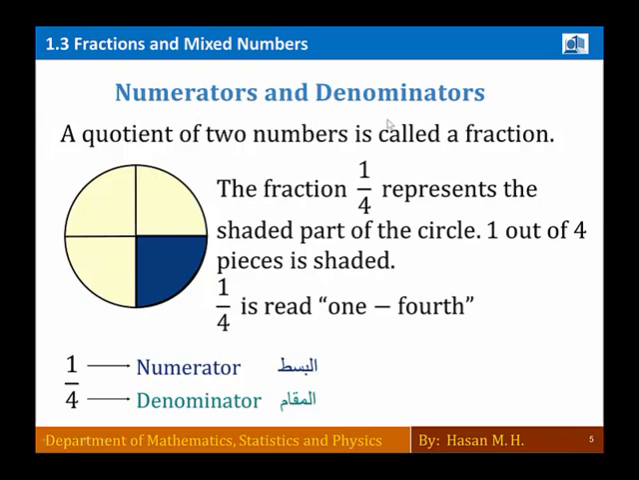Numerators and denominators. A quotient of two numbers is called a fraction. Example of a fraction, 1 over 4. The upper number, which is the 1, is called the numerator. The bottom number, which is 4, is called the denominator.